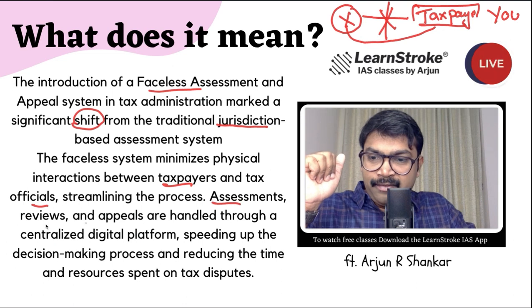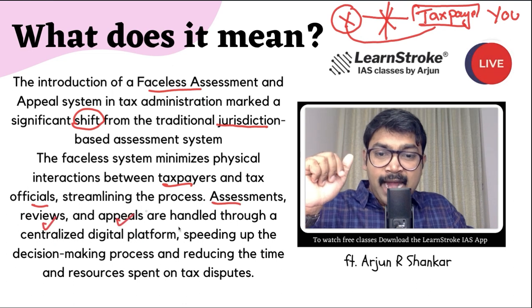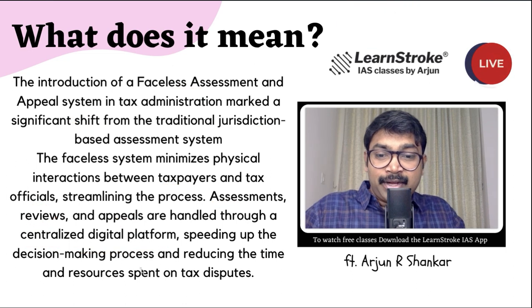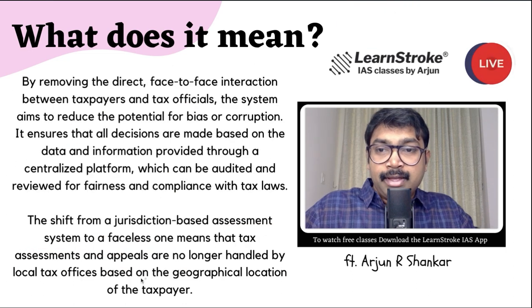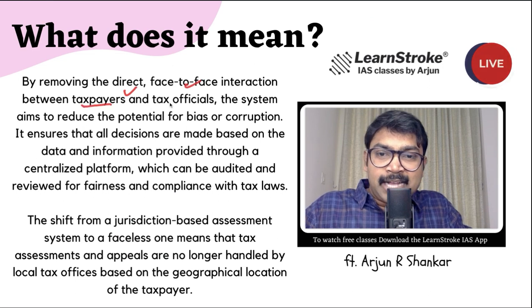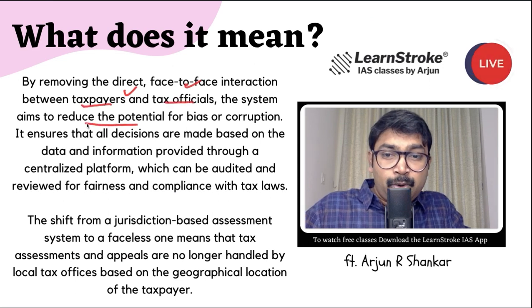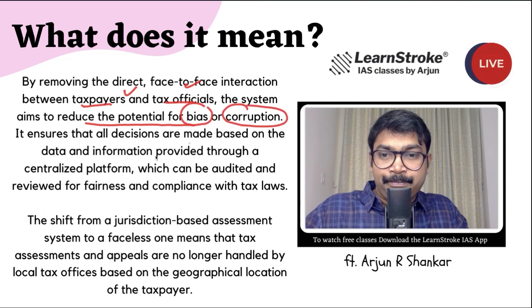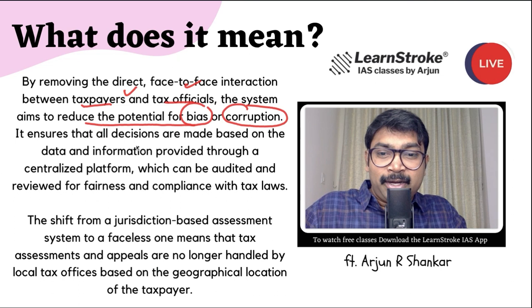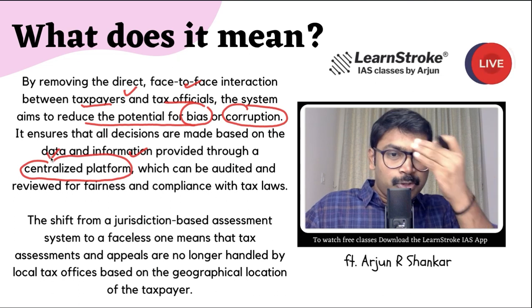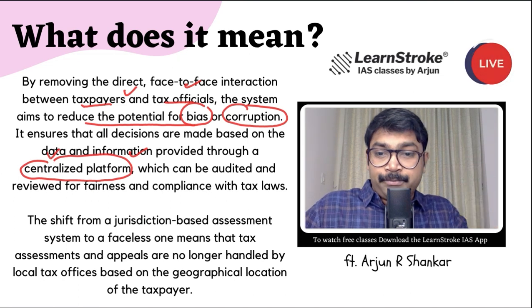And assessments, reviews, and appeals are handled through a centralized digital platform, speeding up the decision making and reducing the time and resources spent on tax disputes. So, by removing the direct face to face interaction between taxpayers and tax officials, the system aims to reduce the potential for bias or corruption. That is the important thing that we have to remember here. It ensures that all decisions are made based on the data and information provided through a centralized platform. So faceless is good because you can cut down the corruption.